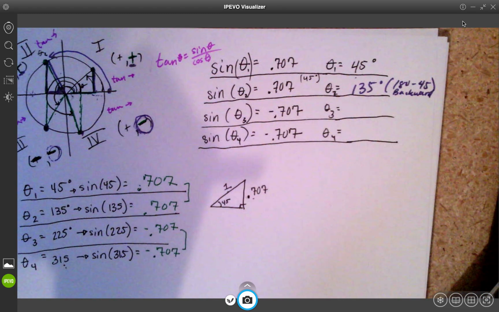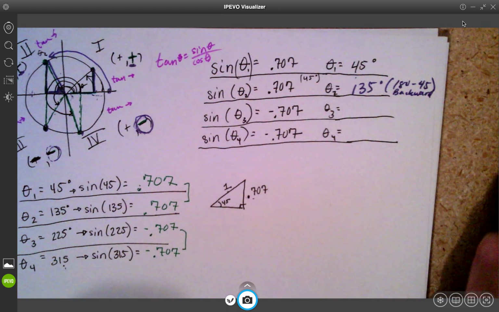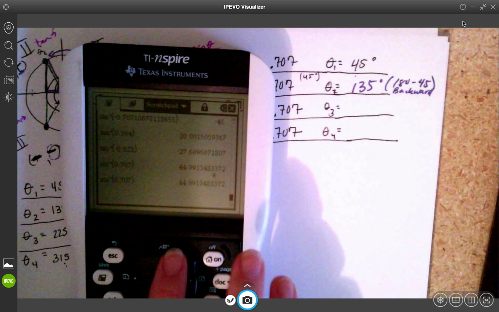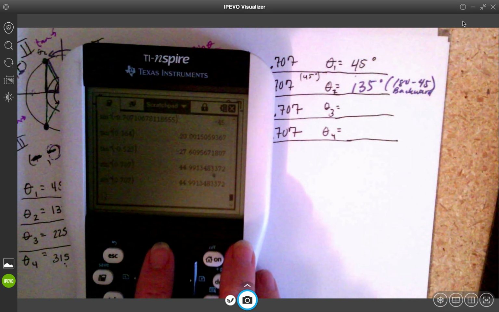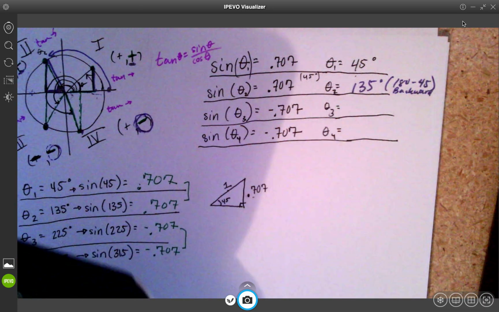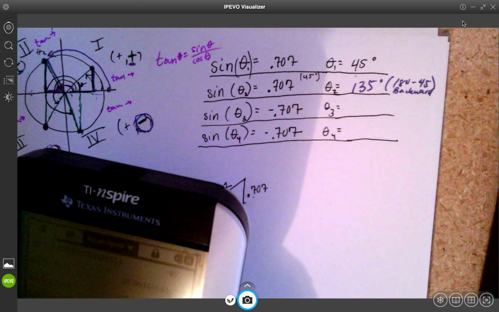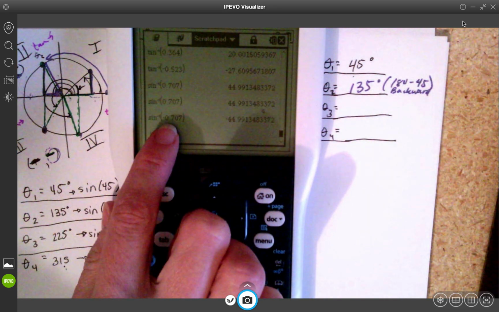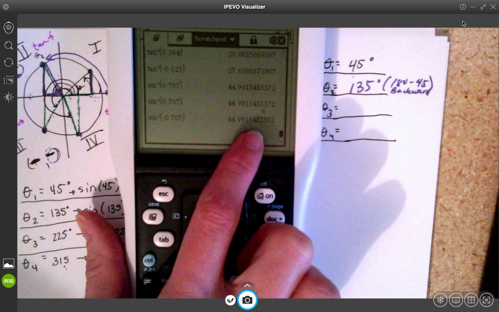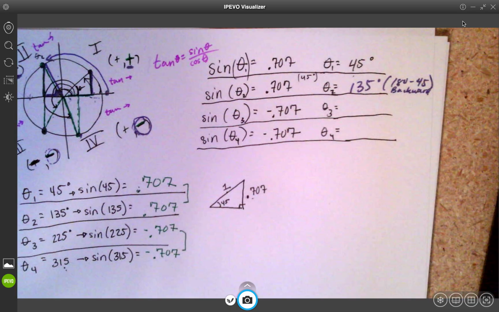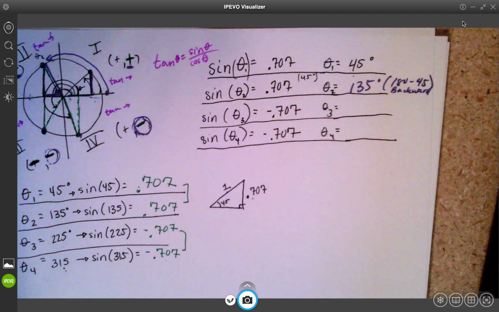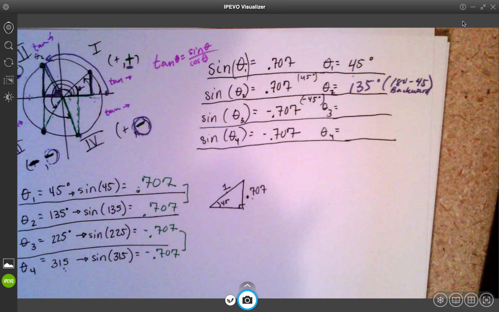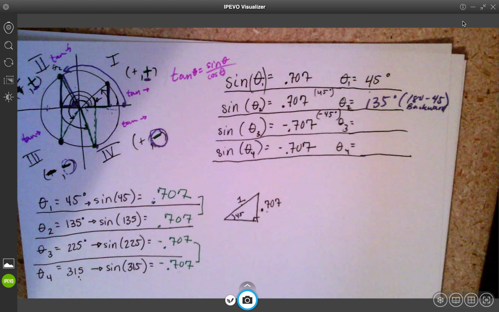Okay. All right, let's try it again. Let's see if the calculator can figure out negative 0.707. Okay, so there it says that the inverse sine of negative 0.707 is negative 45 degree angles. Okay, well that might melt our brain a little bit. So it's telling us it's negative 45 degree angles. Well, thank you very much, calculator, very helpful. So negative 45 degrees, great.